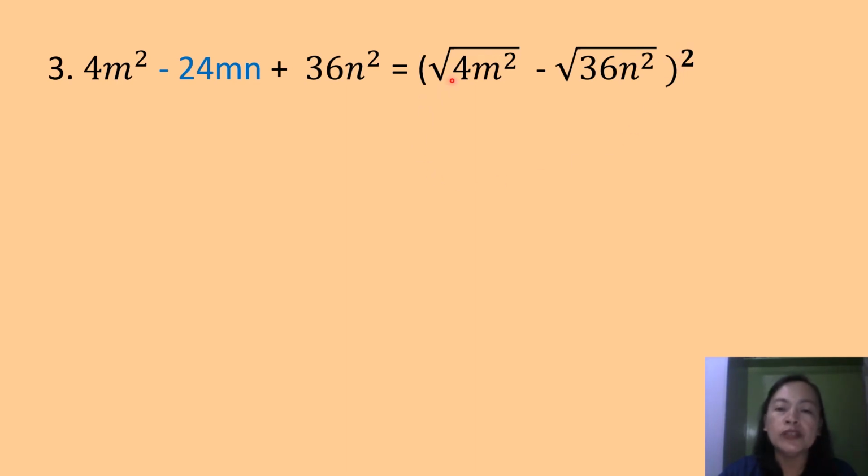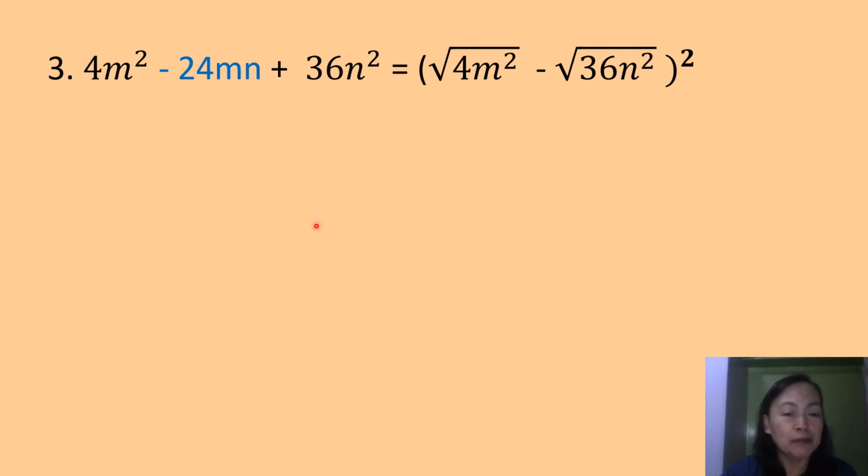So, what is the square root of 4? Kunin na natin. 2. Square root of m squared is m. Minus square root of 36, that's 6. Square root of n squared is n. Then, close quantity there and squared. O, yan na yung factors natin.